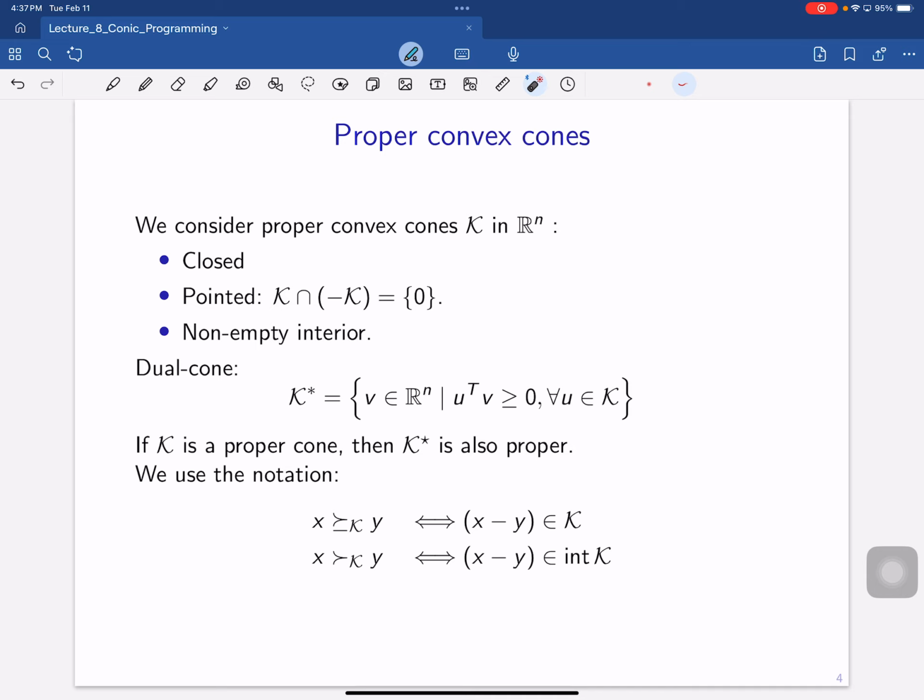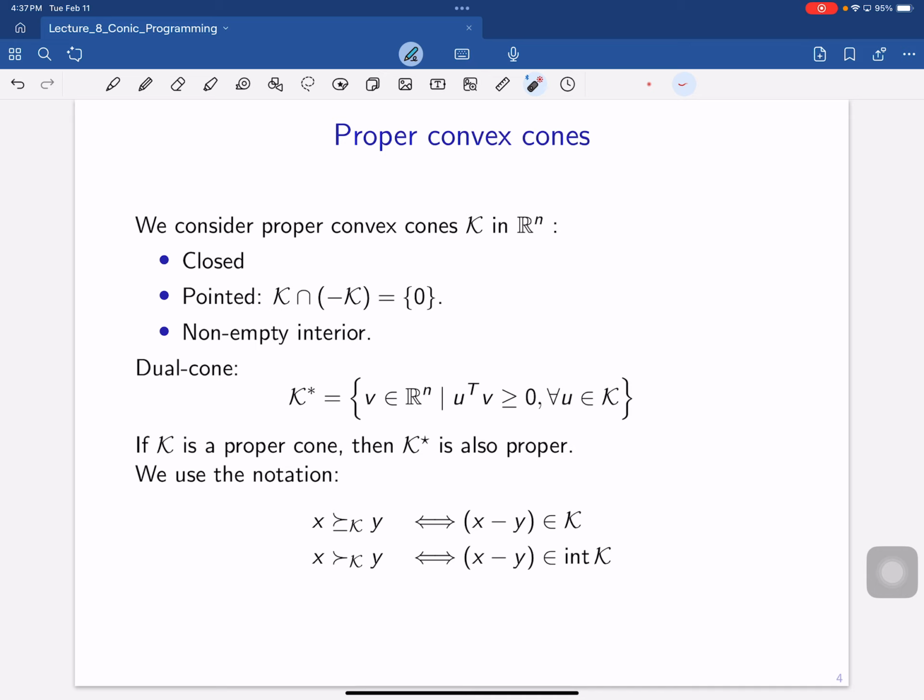Anyone knows what an open set is? What is an open set? An open set is: you take any point in the set, you can draw a ball that is small enough, with epsilon radius, and that small ball is still in the set. That is an open set. And a closed set is the complement of an open set.